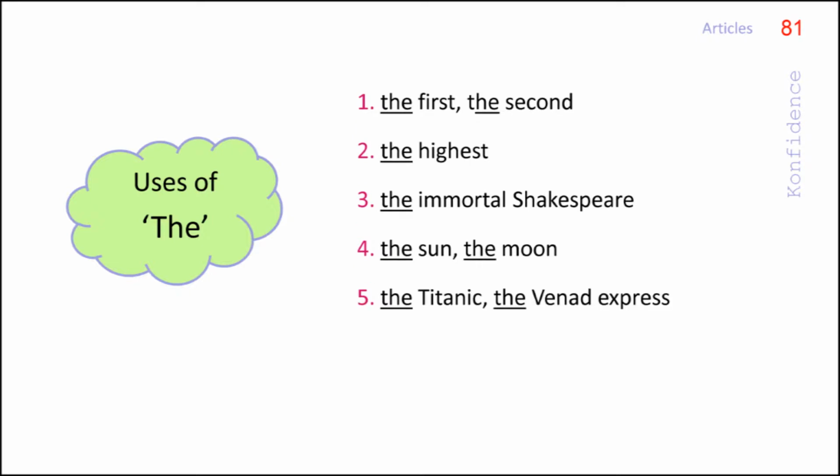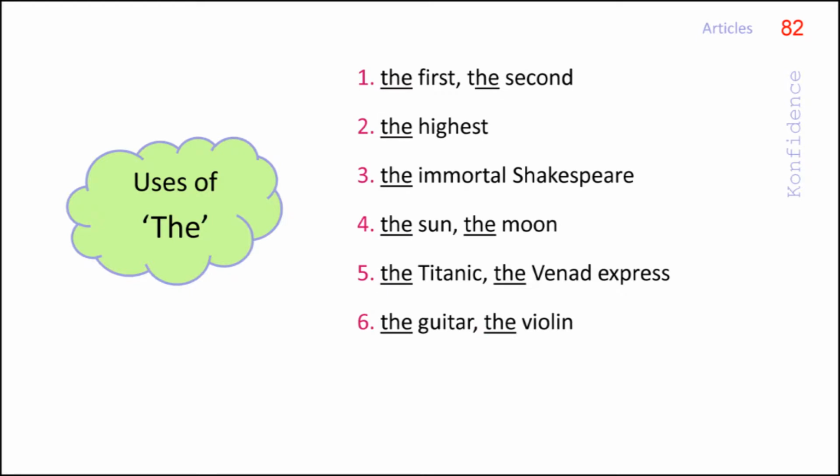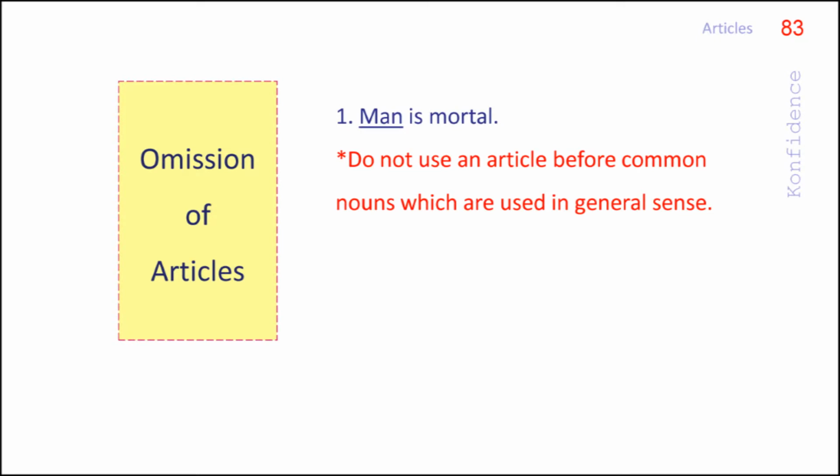"The" must be used before the names of ships and trains as given in example 5. "The" is also necessary before the names of musical instruments. Example 6 shows this. Now let us learn where we should not use articles.